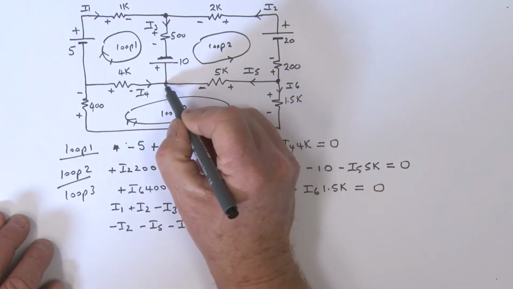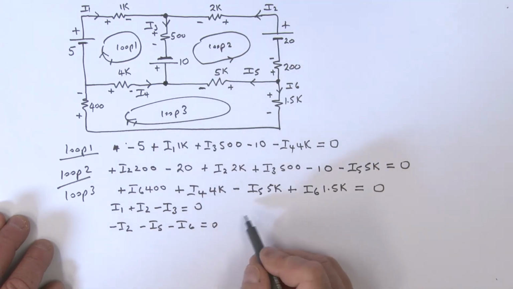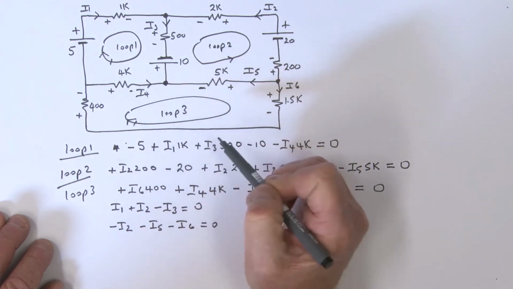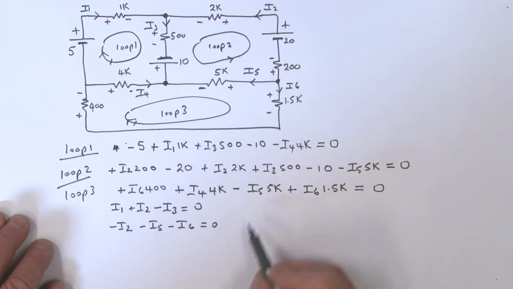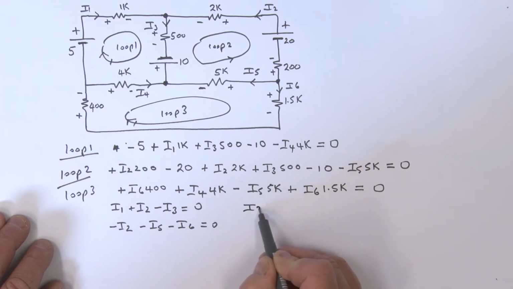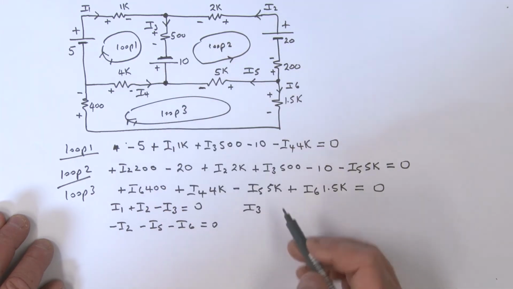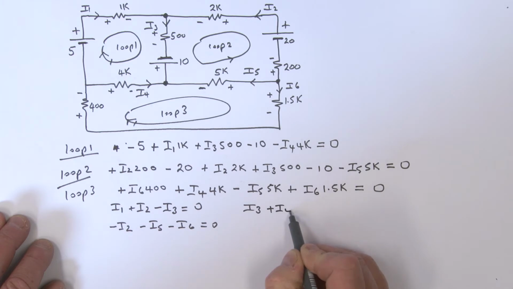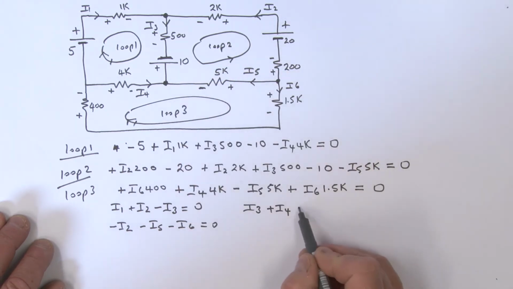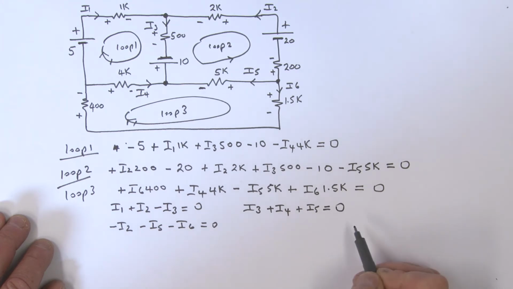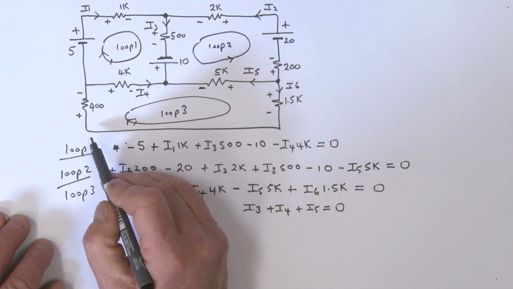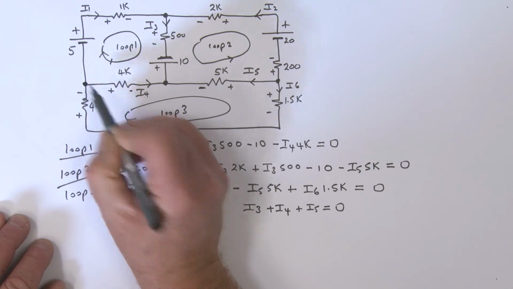So that's that particular node. What about this node over here? All right, let's write down a node equation for that. So what's going in, what's coming out? Well, I3 is going in, so I've got an I3 going in. I4 is going in, so that's a plus I4. I5 is going in, that's a plus I5. That's it, all of that equal to 0.